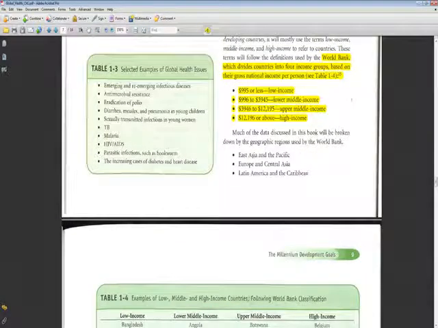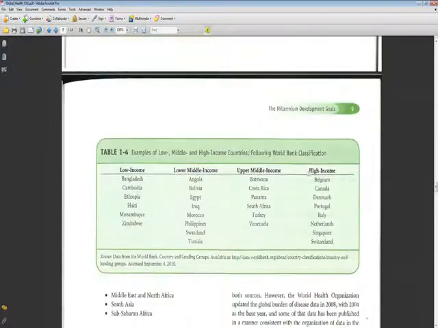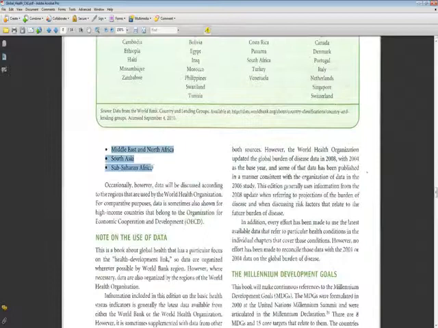And the World Bank also does some geography, and that's viewed here in these bullets that go over to page 9, and they separate the world in those geographic distinctions.